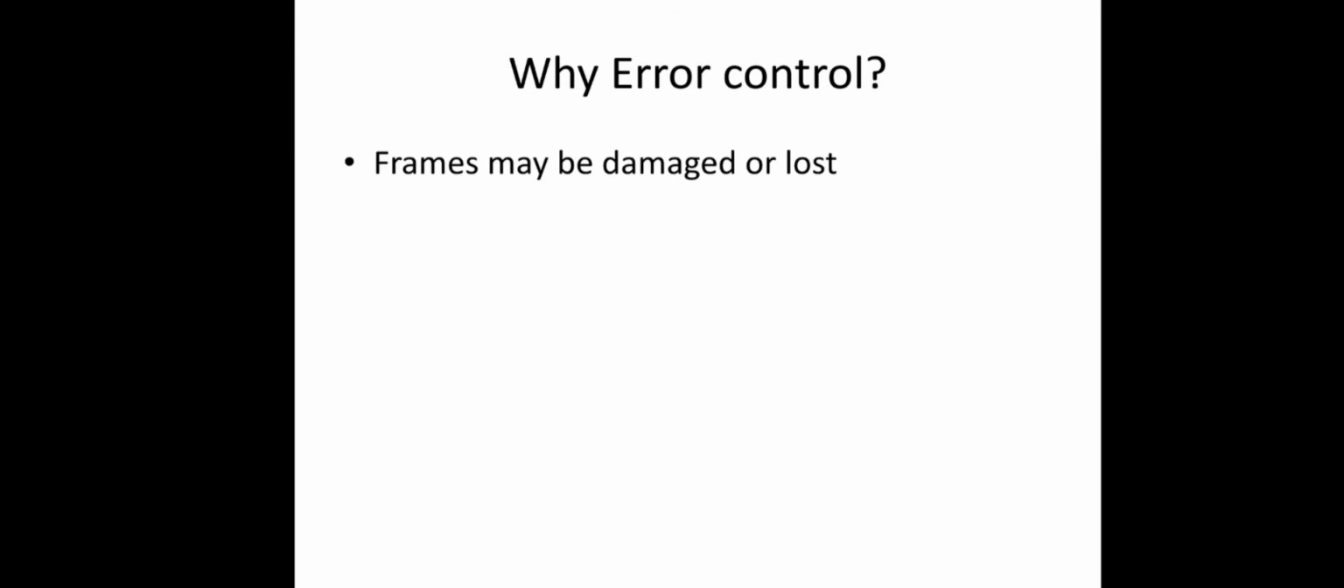Damaged means the data received by the receiver may not be the same as that sent by the sender, right? Some of the bits may be changed. Some ones may be changed into zeros and zeros may be changed into ones. Some extra bits may be added or some other bits may be removed from this data frame. So these are the different cases of damaging, or the entire frame may be lost. That corresponding data may not be received by the receiver.